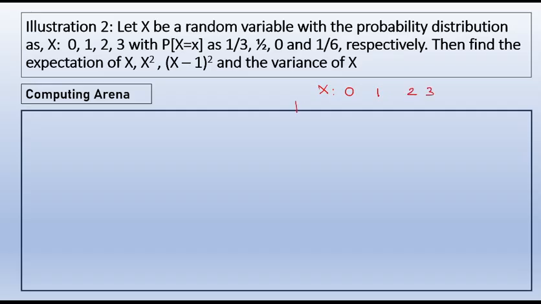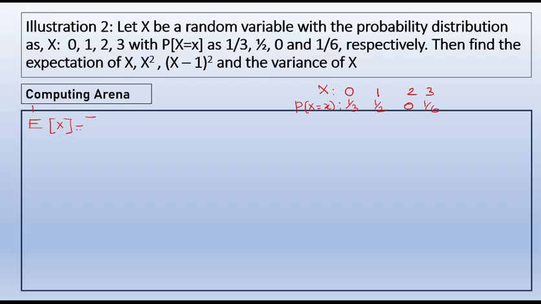And the corresponding probabilities, we write it like this: probability of x equal to small x is equal to, first one is 1/3, second one is half, third one is 0, and the fourth one is 1 by 6. Now what happens here? First we start with the expectation of x. So always write the formula when you compute.